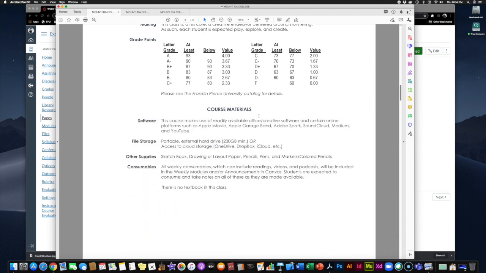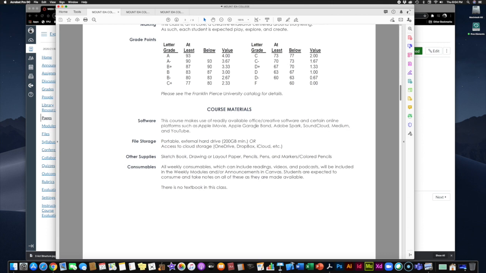Okay, next, course materials. Be sure to read through this. It's on our homepage and it's on the syllabus. Again, there's no textbook, but you do need some other stuff. We don't use super fancy software in this class. We use readily available Office and Creative software that you can find in a lot of places. If you have a Macintosh computer, then it already comes loaded, or you can download for free iMovie, GarageBand.